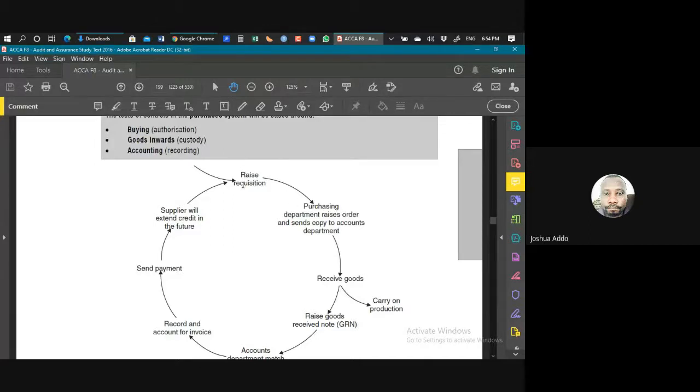The various sections of the organization will raise purchase requisitions, and send them to the purchasing department. What is a purchase requisition?